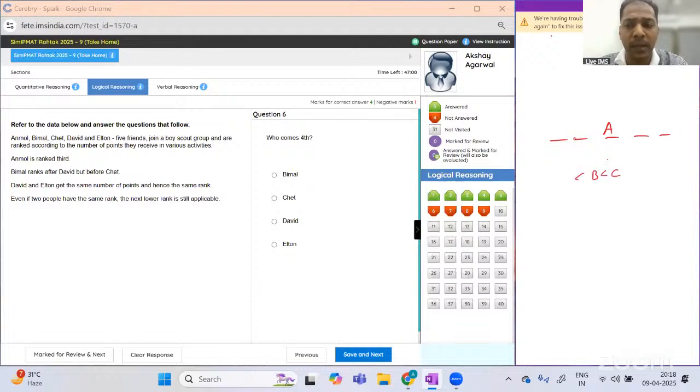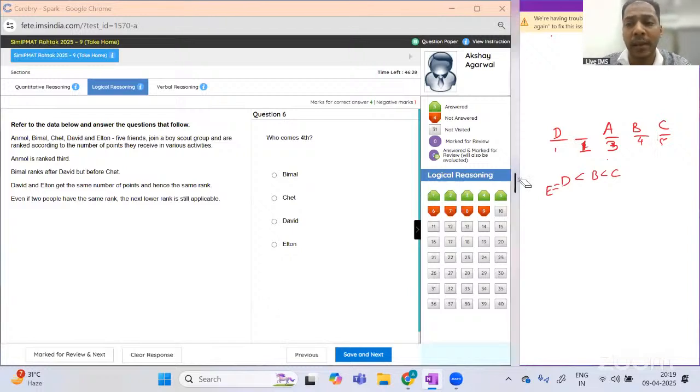Before Chet, but after David, so after means a poorer rank. Rank 1, 2, 3, 4, 5. David and Elton have the same rank. B and E have the same rank, so there are at least two people below B, clearly. Rank 1, rank 3, Vimal and Chet. This is the only way. Even if two people have the same rank, the next lower rank is still applicable. So in that case, the only possibility is basically 1 and 1.